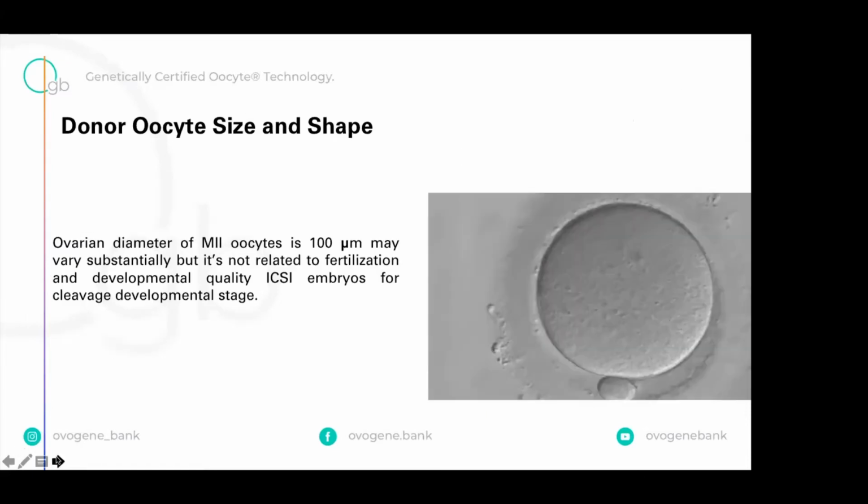It gives us exactly the data we need for the freezing protocol. The diameter of a metaphase 2 oocyte is approximately 100 micrometers. This is really important for us because between a metaphase 2 oocyte and a giant oocyte there is a critical phase where we need to decide whether to take this oocyte for the freezing protocol or not. This directly affects the fertilization and developmental quality of ICSI.